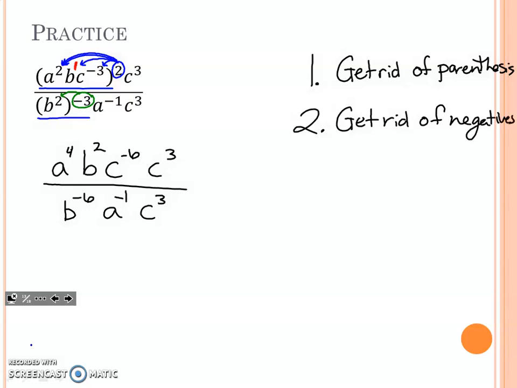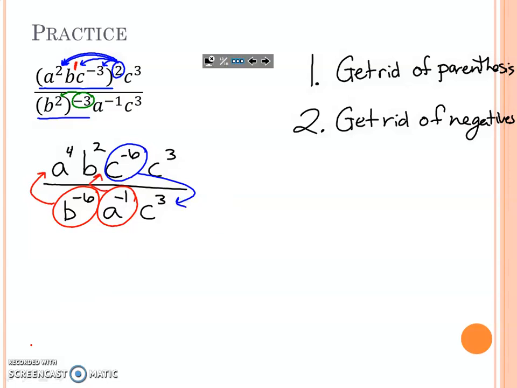So the next thing I'm going to do is look up here and find any negative number on the top. C to the negative 6. What do I need to do with a negative exponent? Well, that needs to move to the bottom. I'm going to look down below. B to the negative 6. That's a negative. I need to get rid of that negative. So I'm going to move it up to the top. A to the negative 1. That's a negative. I need to move that up to the top.